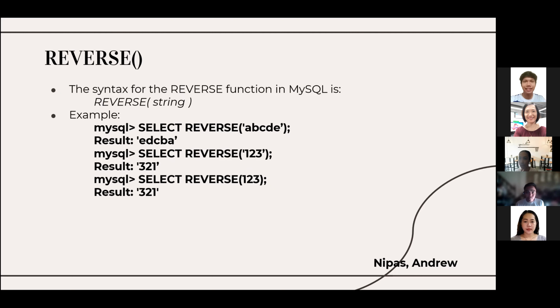Reverse. Okay, so the reverse function is just reverse, then your string. It returns the string in reverse manner, and the syntax for it is reverse, then open and close parentheses with the string. In the given example, the string is A B C D E. The reverse of it is E D C B A, as well as with the other example, 1, 2, 3, and 3, 2, 1.